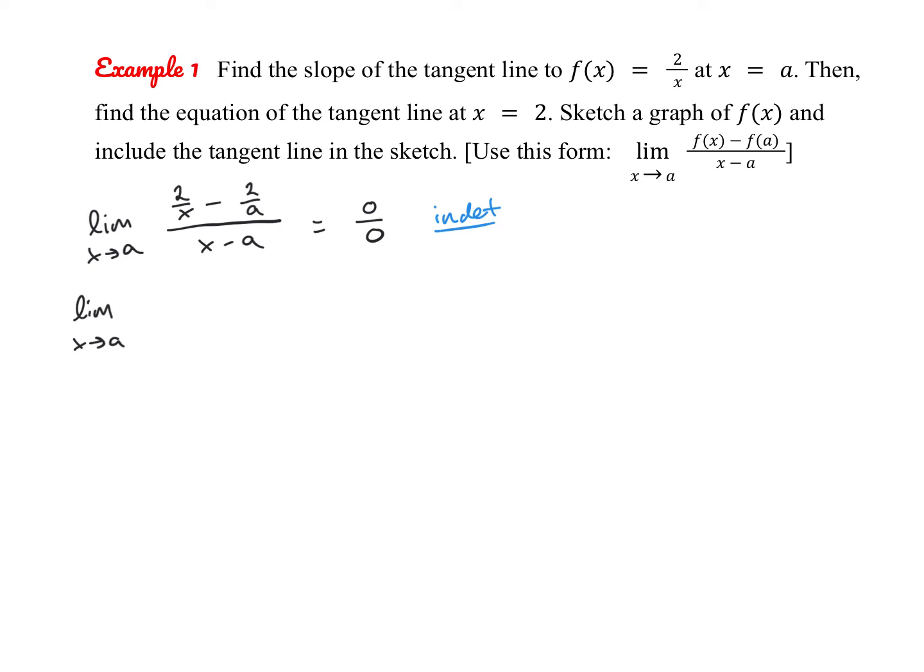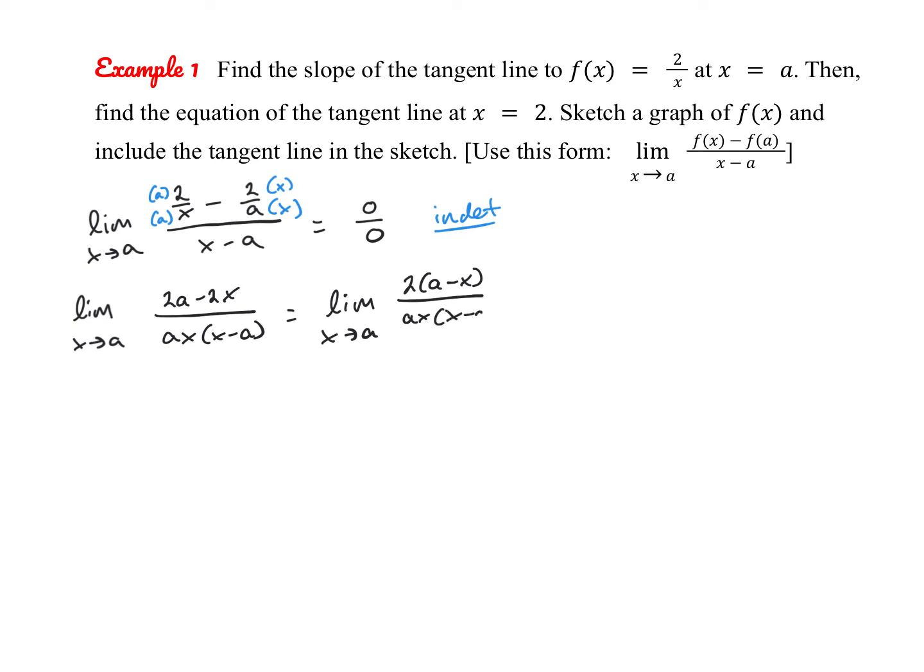So here we can try combining the fractions in the numerator. So I'll multiply this by a over a and x over x. So we're left with 2a minus 2x over ax times x minus a. And then let's see if we can keep simplifying from here. So the limit as x approaches a of 2 times a minus x over ax times x minus a.